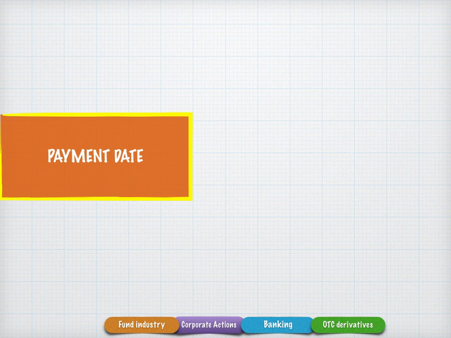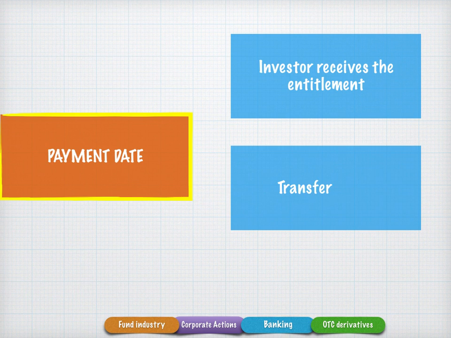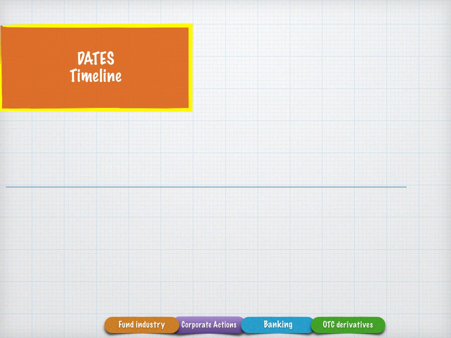And finally, the payment date. The payment date is the date on which the investors whose names appear on the record date receive the entitlement. The investor receives the entitlement from the transfer agent of the company. It is the responsibility of the custodian to the investor to inform the investor about the receipt of the corporate action. To summarize, these are the dates timelines.